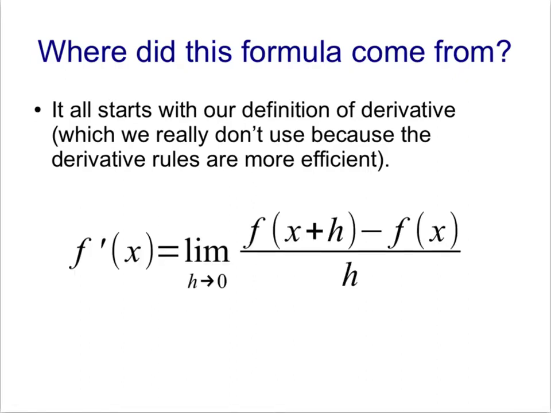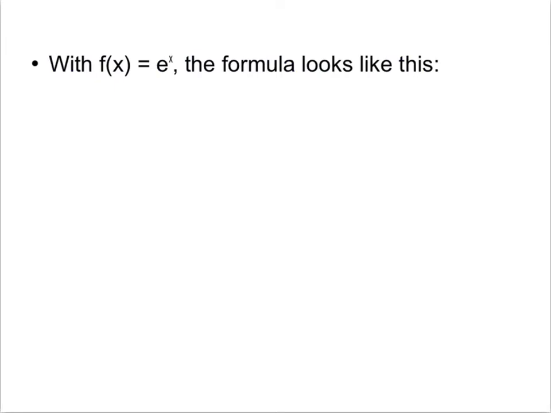But here's that definition that we learned at the end of chapter 2. If you want to find the derivative of a function, you have to take the limit of this difference quotient, which is the limit as h approaches 0 of f of x plus h minus f of x all over h. So we put e to the x into this formula. I'm going to go through the process just so you can see that this derivative isn't a fluke, that it does follow the definition.